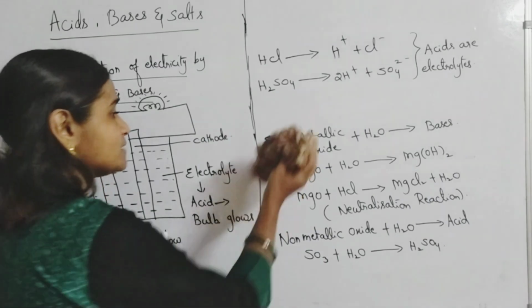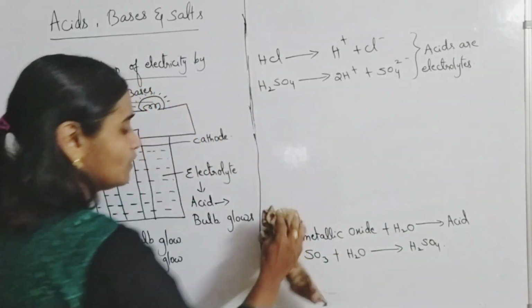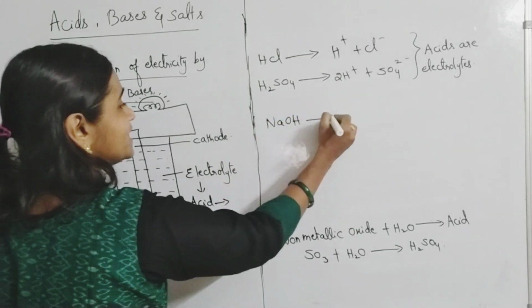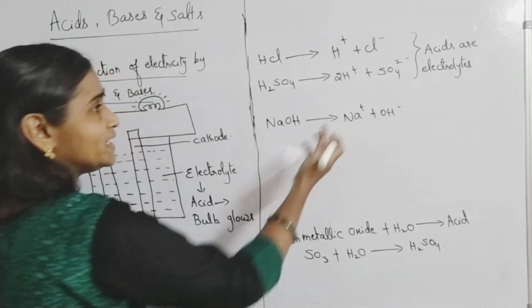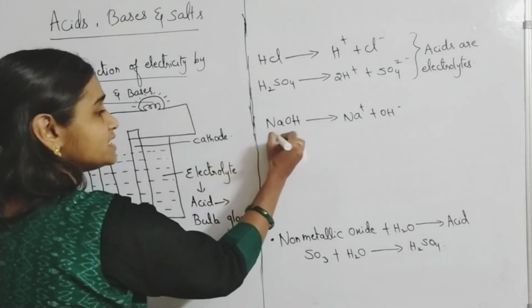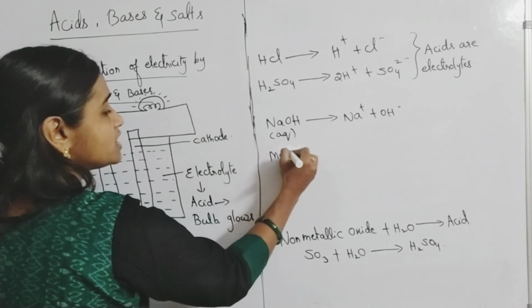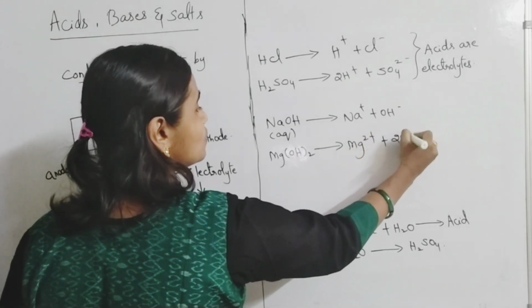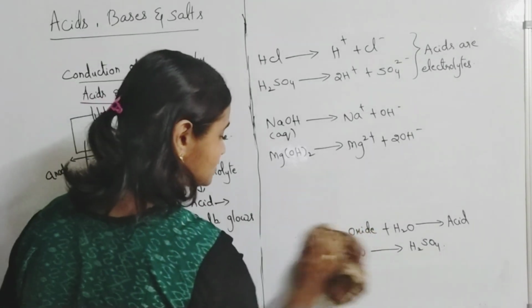If you take some basic substances, they also divide into their respective ions. Like you can take NaOH: it splits into Na plus and OH minus ions. So splitting is happening even with bases. Mostly you will be taking aqueous basic solutions. Even if you take Mg(OH)2 as electrolyte, it splits into Mg2 plus and 2OH minus ions. So bases are also called electrolytes only, as they can allow electricity to pass through them.